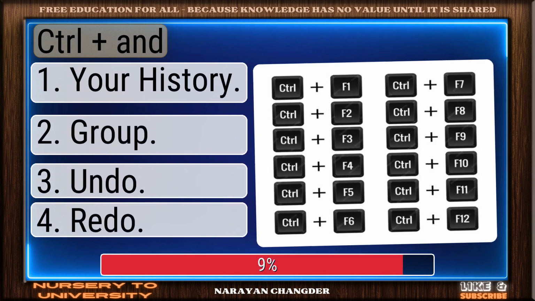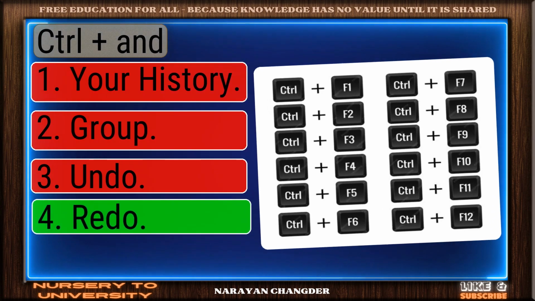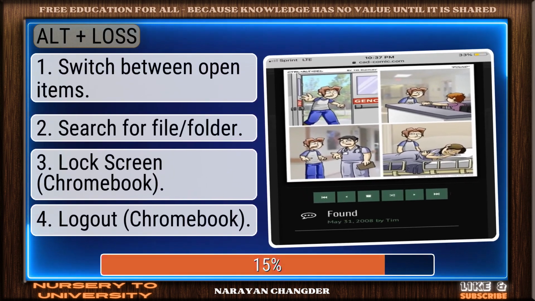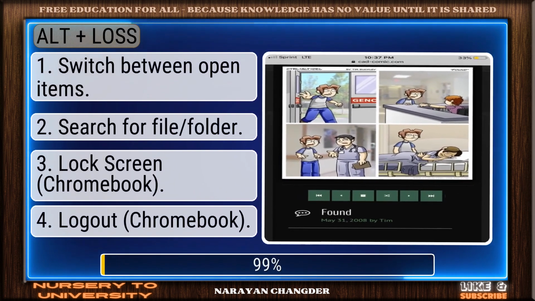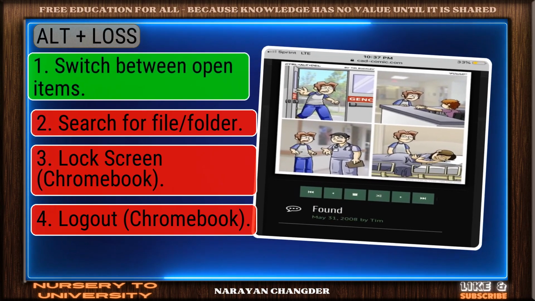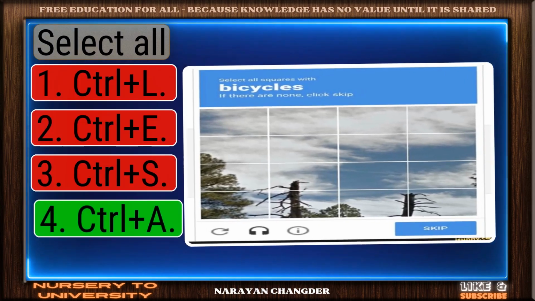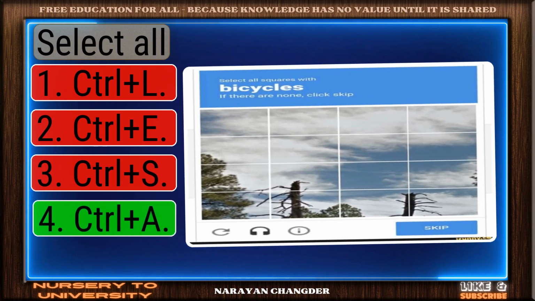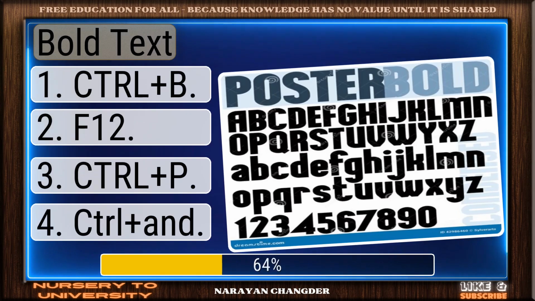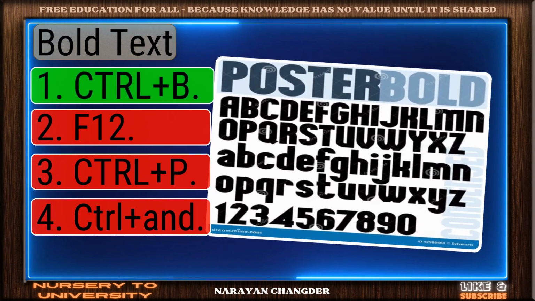Ctrl plus Y. Perfect. Redo is the correct choice. Alt plus tab. Smart move. Switch between open items is an accurate answer. Select all. Right again. Ctrl plus A is a valid answer. Bold text. Nicely done. Ctrl plus B is a solid answer.